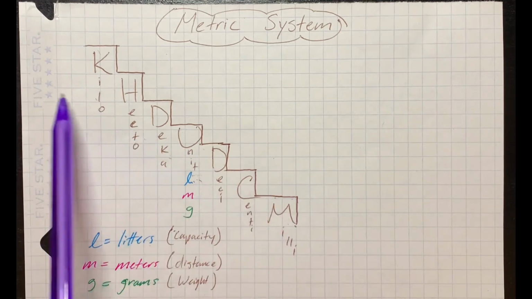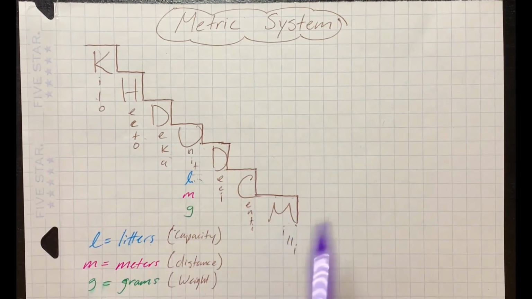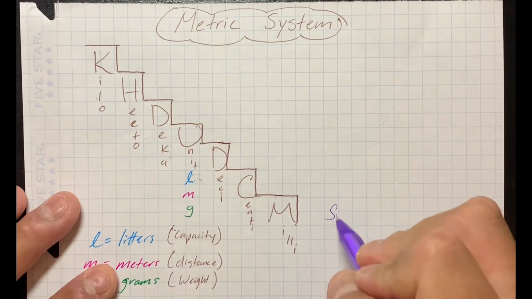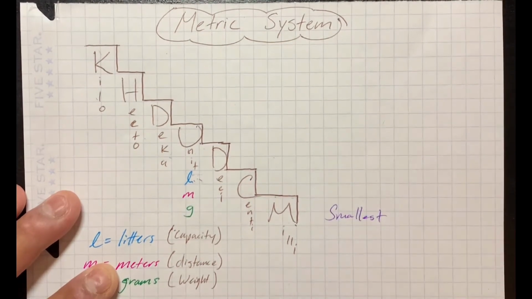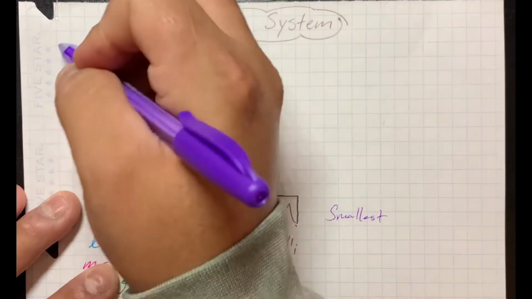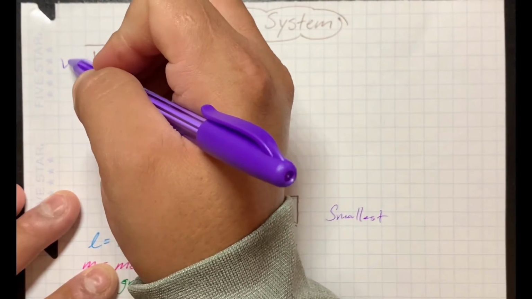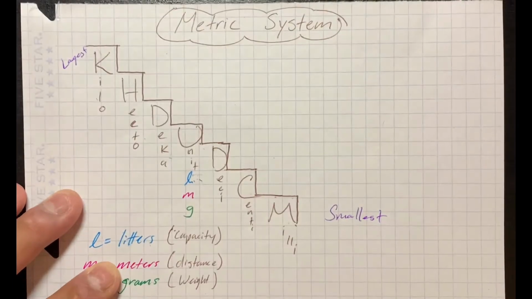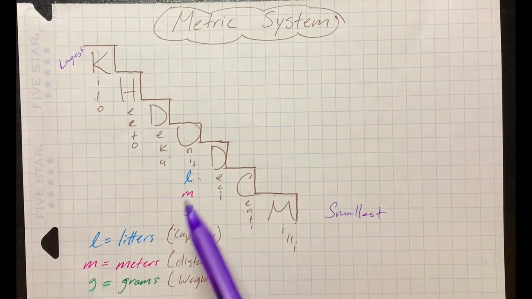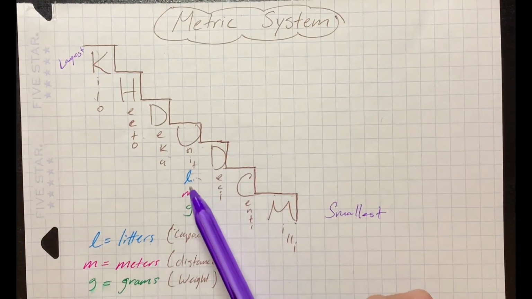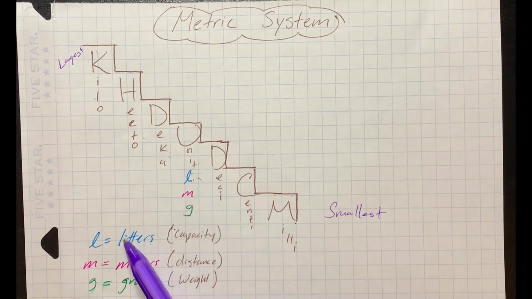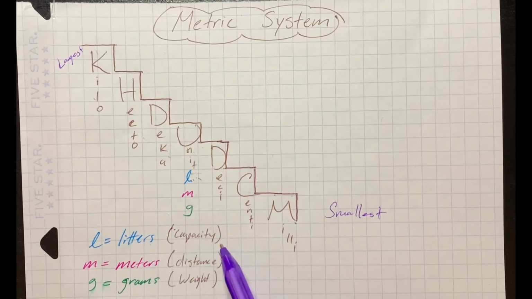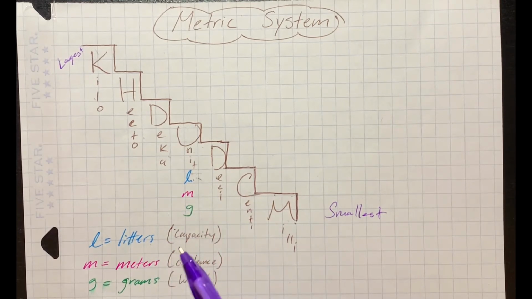Now you'll notice this staircase. Milli is going to be the smallest value, and K, kilo, is going to be the largest value. Now again, under unit you have L, M, and G. The L stands for liters. That's your capacity measurement. For example, what is the capacity in liters of the amount of gallons of gasoline your vehicle can hold?